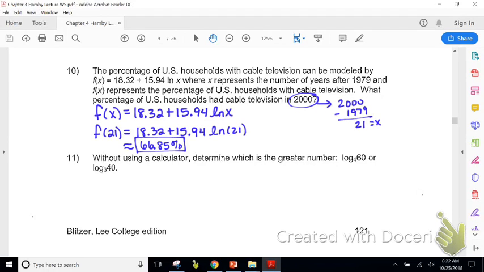All right, number 11 says without using a calculator, determine which is a greater number, log base 4 of 60 or log base 3 of 40.